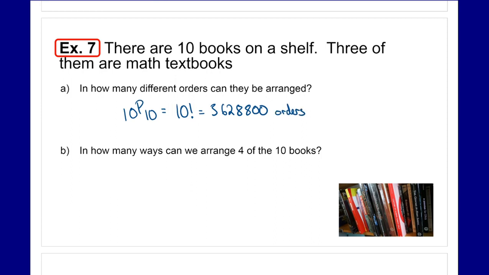How many ways can we arrange 4 of the textbooks? Well, I have 10 textbooks, and I'm picking 4 of them. So 10P4.